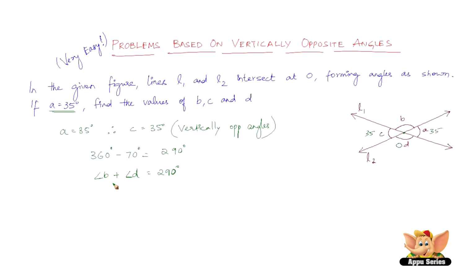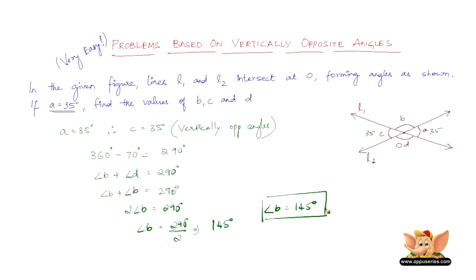And they are also equal. So let us replace one by the other. So I'll take angle D as angle B then. B plus B equals 290 degrees. 2 times angle B equals 290 degrees. So angle B equals 290 degrees divided by 2, which is nothing but 145 degrees. Angle B equals 145 degrees. So since angle B equals 145 degrees, angle D is also equal to 145 degrees. Why? Because they are vertically opposite angles.